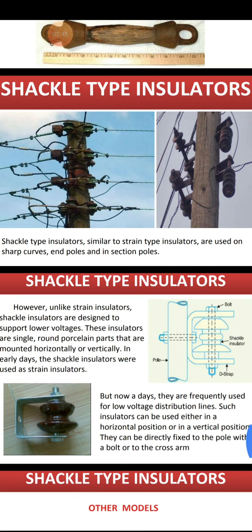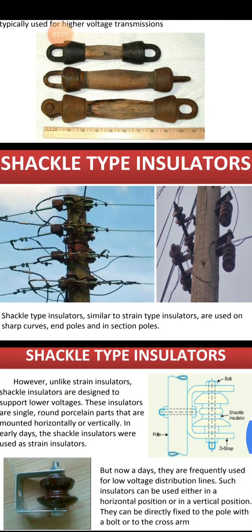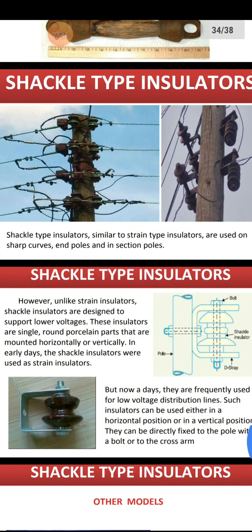When we are talking about shackle type insulator, in the early days the shackle insulators were used as strain insulators. But nowadays these are frequently used for low voltage distribution lines, and these insulators are used either in a horizontal position or in a vertical position. This can be directly fixed to the pole with a bolt or to the cross arm. See the diagram of shackle type insulators here.